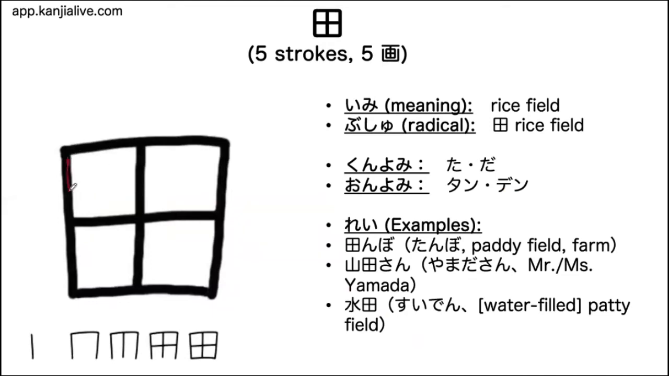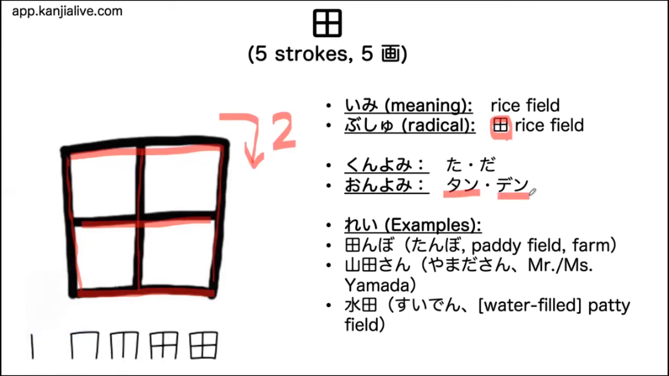Okay, so this is ta. Okay, 1. Then this is 2. Okay, so this is the second stroke. Then third one, from top to down, third, and then fourth, and then go. So 5 strokes altogether. The meaning is rice field. Okay, bushu is ta here, so rice. Kunyomi is ta and da. Onyomi is tan or den.